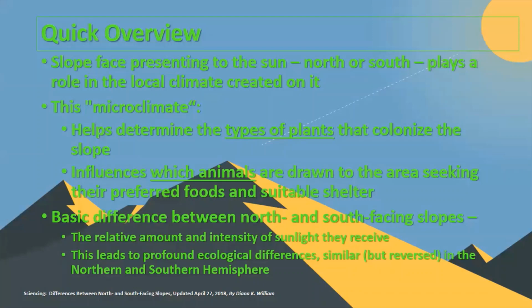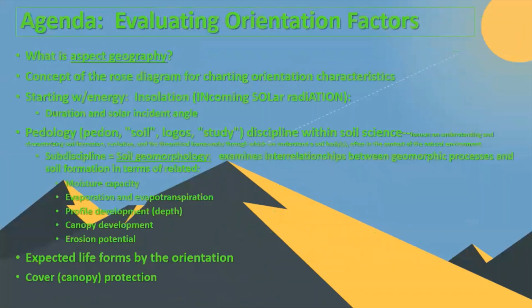The basic difference, though, between north-south facing slopes is the relative amount of sunlight intensity they receive. And that's energy. So energy is what drives the differences in these profound ecological situations that we see. The situations we talk about today are going to be for the northern hemisphere, but it would be naturally reversed in the southern hemisphere.